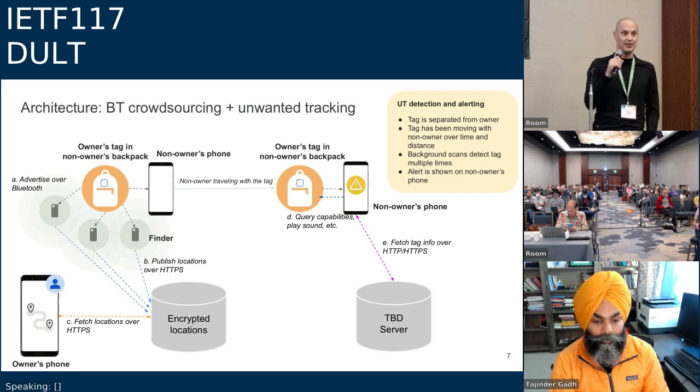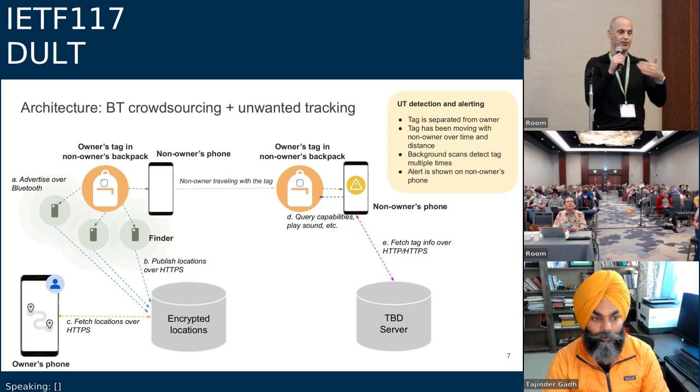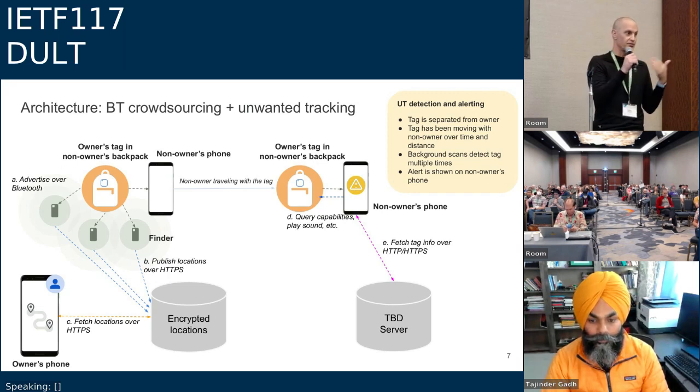In no particular order, item A is the Bluetooth advertisement that comes from the accessory. Item B is the publishing of the encrypted locations to a server. Item C is pulling down those encrypted locations from the server to the owner device. Item D, in the upper right, is the protocol over Bluetooth to query information about the accessory, the make and model, et cetera, its capabilities. Does it support play sound or UWB finding or some other finding capability? And also issue commands to the accessory to, say, start playing sound.